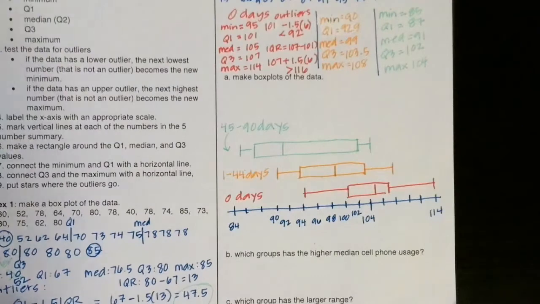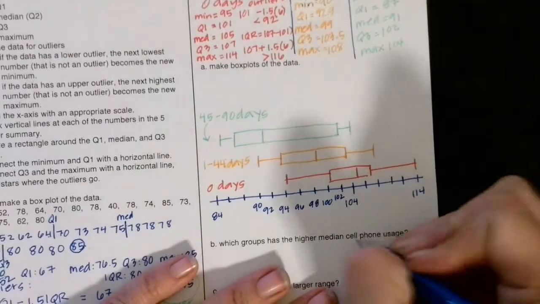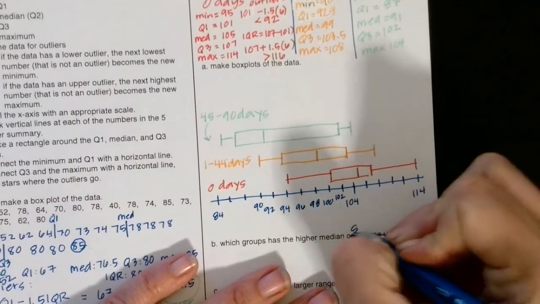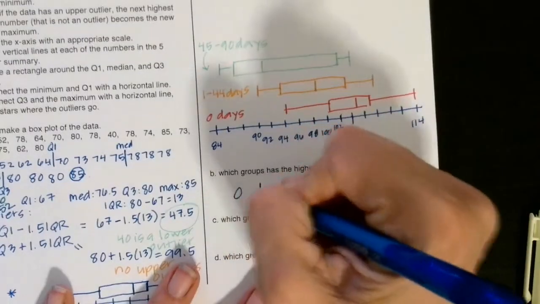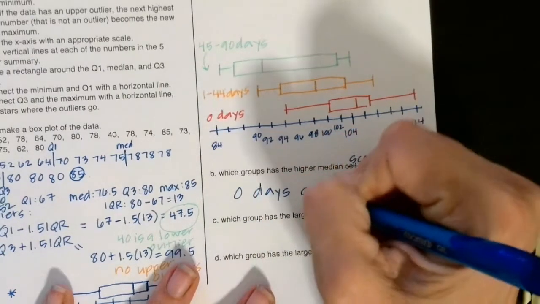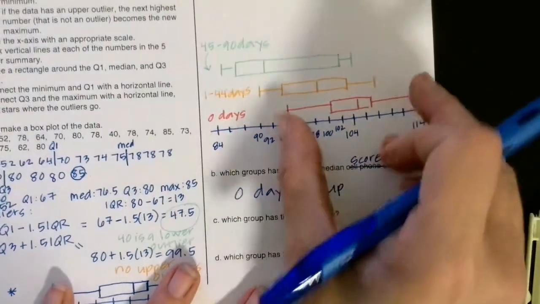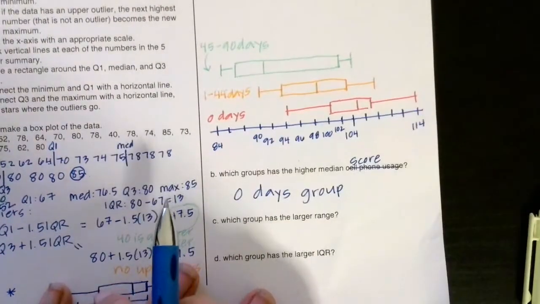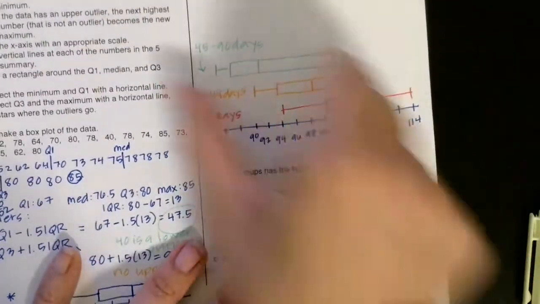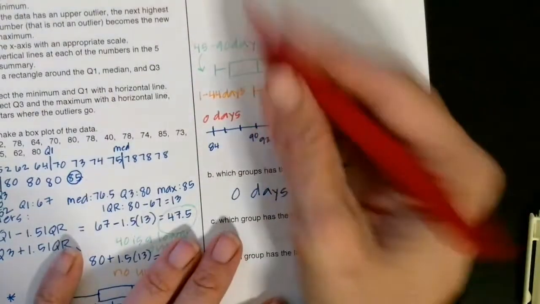So, which group has the higher median score? That's going to be the 0 days group. Which one has the largest range? So that's the biggest spread. It's really close because of these two guys right here. So we can just do the math.